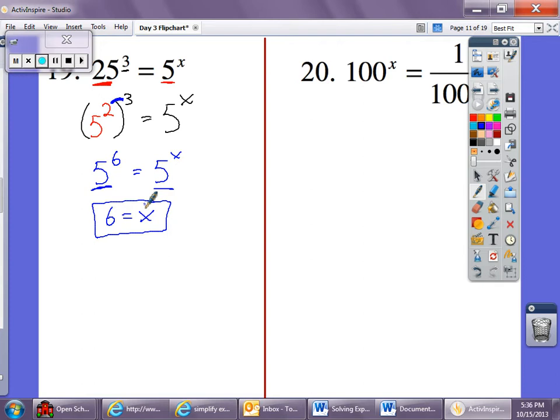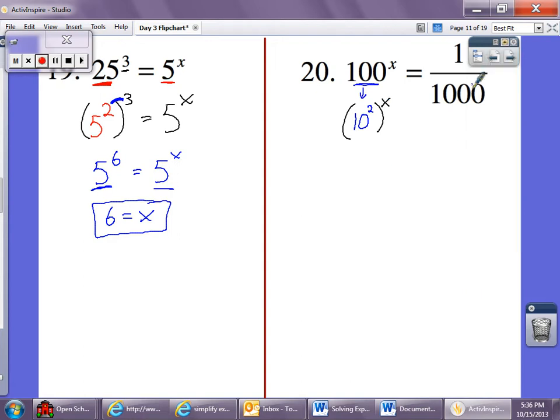And when we look at 20, well, now we have 100. Well, 100's not on that chart, but we know that 100 is the same thing as saying 10 to the second power. Well, it's 10 to the second power raised to the x.